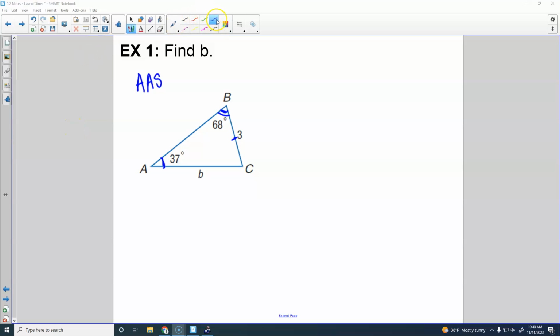All right, so I've got two angles and a side. If I have two angles and a side, I don't have to worry about any special cases here. I'm just going to set this up and solve.